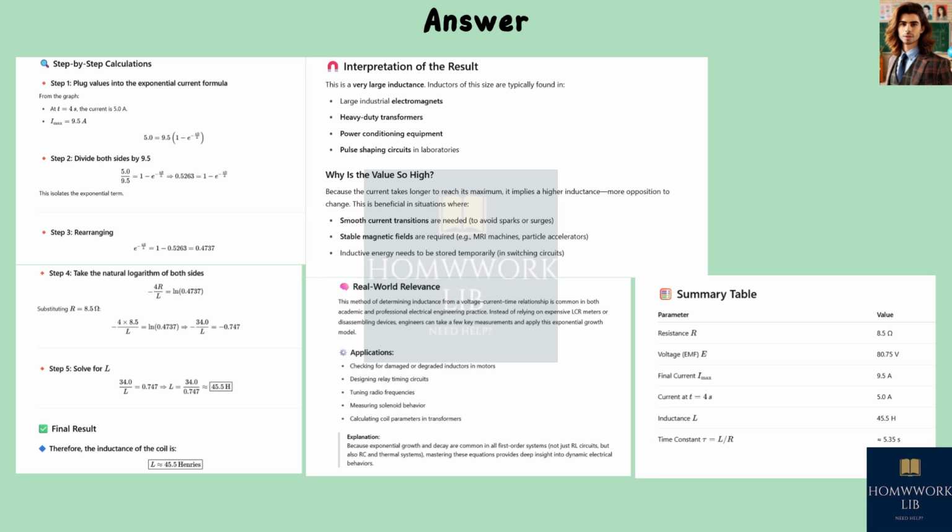Summary table. Parameter, value: resistance R, 8.5 ohms; voltage EMF E, 80.75 volts; final current I_max, 9.5 A; current at t equals 4 s, 5.0 A; inductance L, 45.5 H; time constant L over R, 5.35 s.